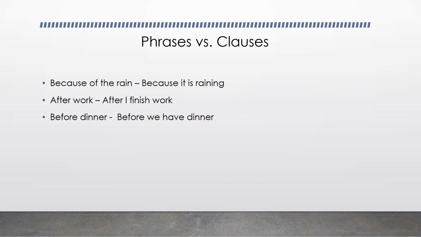Now let's take a close look at phrases versus clauses. Now remember, clauses have to have a subject and a verb. Because of the rain is a phrase, and it has adverb because followed by a prepositional phrase. Because it is raining, now it has an adverb and subject and the verb. After work, it's a prepositional phrase. After I finish work, now it's a clause, a dependent clause. Before dinner, a phrase. Before we have dinner, a dependent clause.